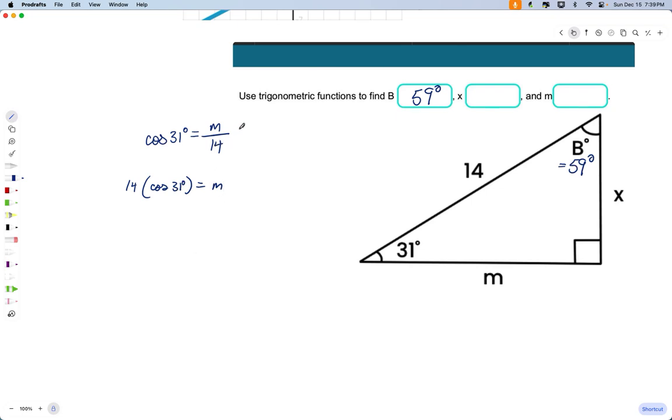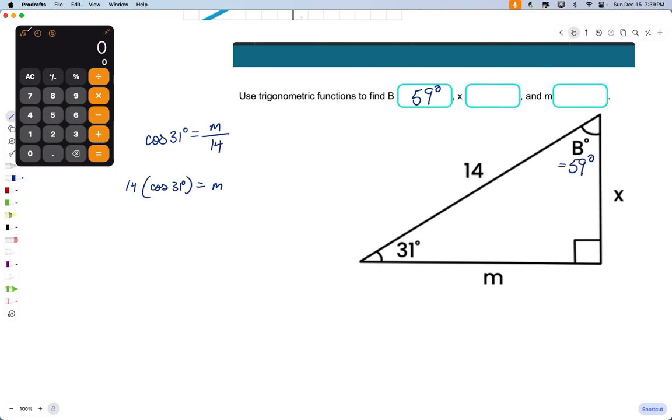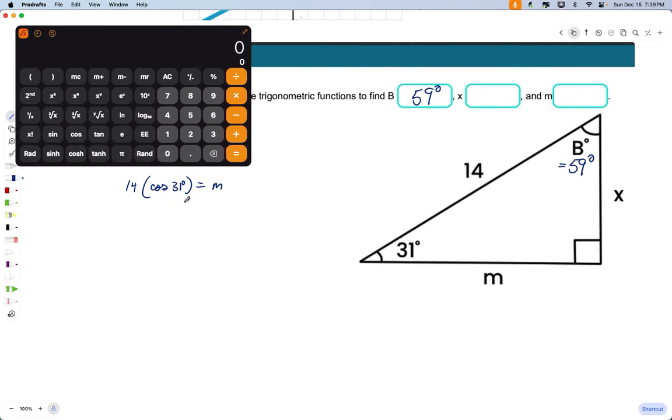So I get my calculator, I get the big one, and I perform this calculation. 31 cosine times 14. So 12.00 is the value of M.